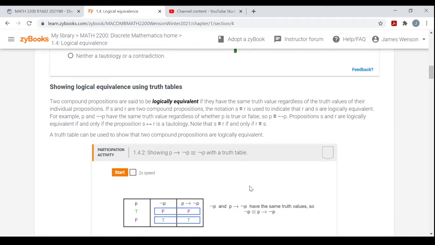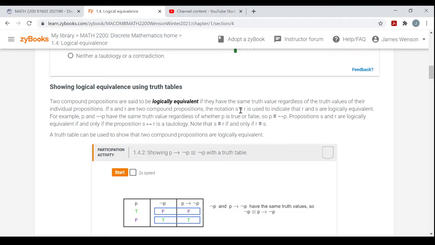All right, now what we're going to be doing with these a lot in this section is using truth tables to show that 2 statements are logically equivalent. They have the same logical meaning. Doesn't mean they have the same English meaning, just that they're logically the same. They have the same truth value all the time. So 2 compound propositions are said to be logically equivalent if they have the same truth value regardless of the truth values of their individual propositions, right? So they have the same truth value no matter what scenario you're in.